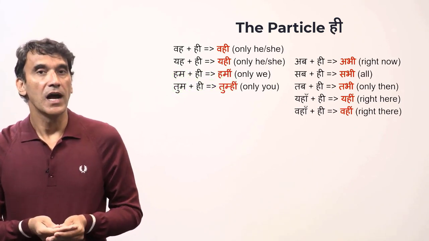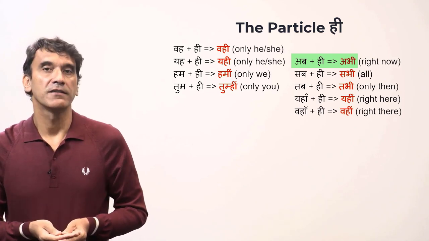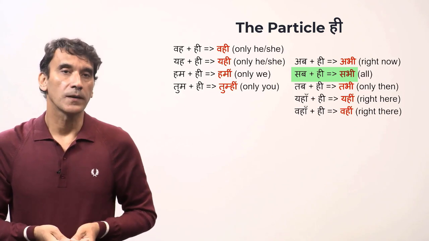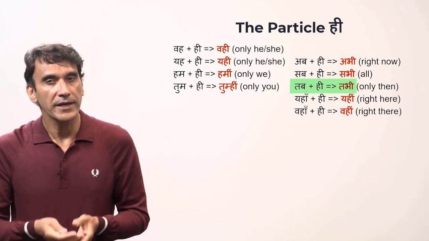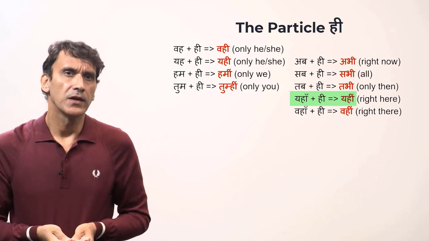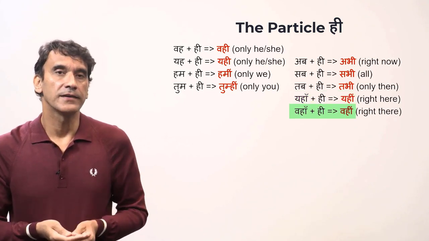Here are a few more. "Ab" plus "hi", "abhi", right now. "Sab" plus "hi", "sabhi", absolutely all. "Tab" plus "hi", "tabhi", only then. "Yahan" plus "hi", "yahi", right here. "Wahan" plus "hi", "wahi", right there.